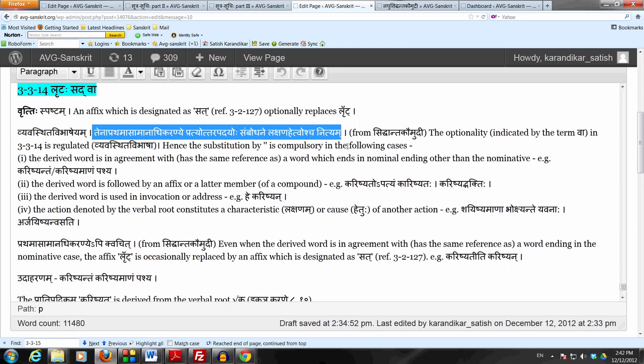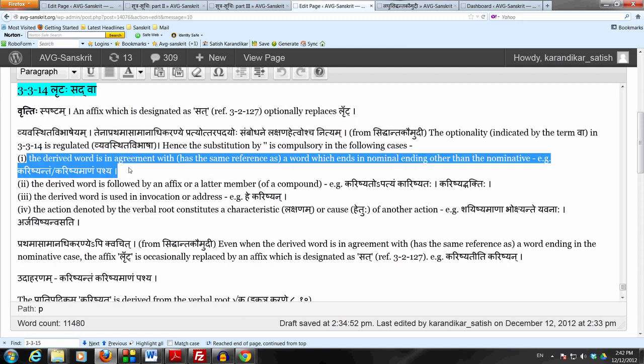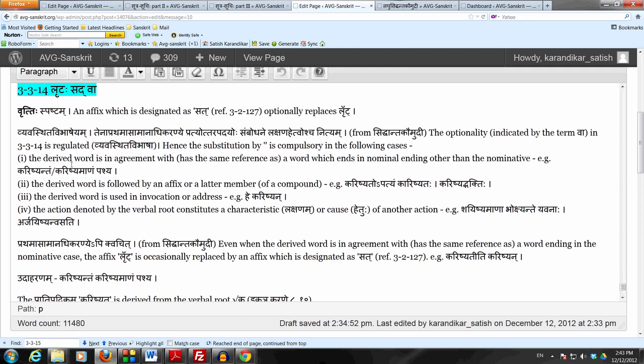What this means is that the substitution by shatru or shanach is compulsory in the following cases. The first case is that the derived word is in agreement with, has the same reference as, a word which ends in a nominal ending other than the nominative. Like, for example, karishyantam, karishyamanam pashya. So look at someone who is about to do something.